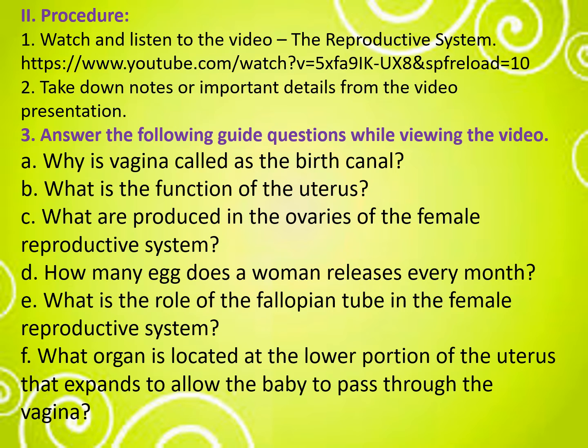What is the function of the uterus? What is produced in the ovaries of the female reproductive system? How many eggs does a woman release every month? What is the role of the fallopian tubes in the female reproductive system? What organ is located at the lower portion of the uterus and expands to allow the baby to pass through the vagina?